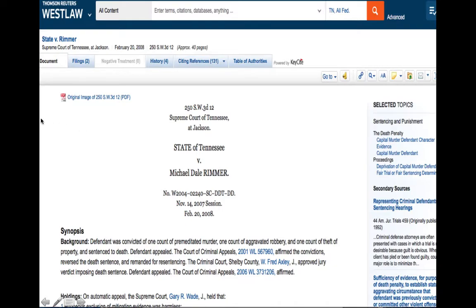And also, I want to note that it was decided in the Supreme Court of Tennessee. And once again, the case name is State of Tennessee versus Michael Dale Rimmer.